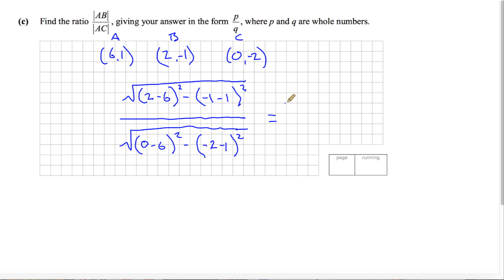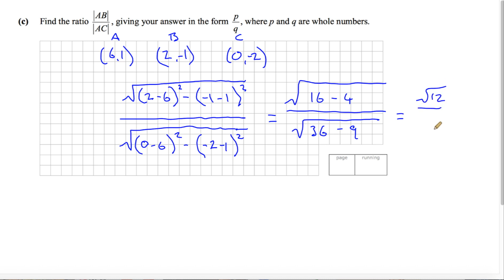So let's see, what does that give us? You can do this in the calculator. 2 minus 6 is minus 4 squared is 16. And minus 2 squared is 4, over. Here you've got 36 plus 9. What does that give us? That gives us root 20 over root 45.